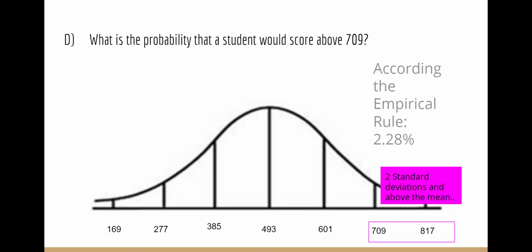According to the empirical rule, it's about 2.28%. The area from 2 standard deviations above the mean and beyond is 2.14 plus 0.14, which is roughly 2.28%. So it's a very small percentage of students, a very small probability that a student would score above 709.